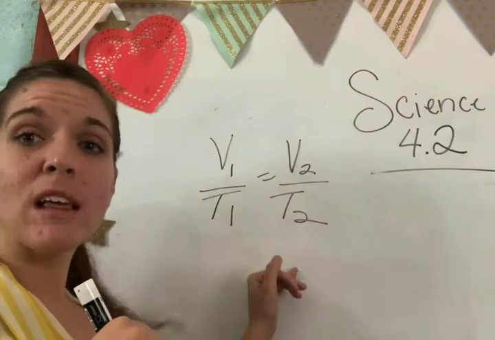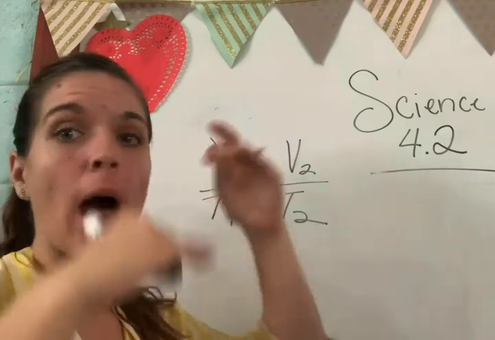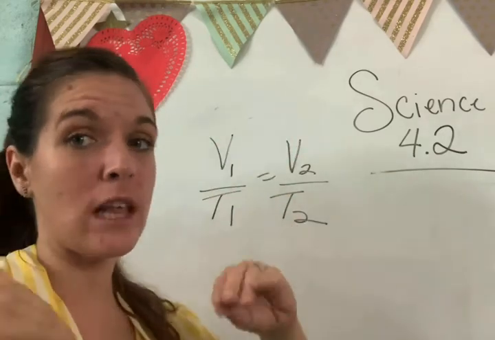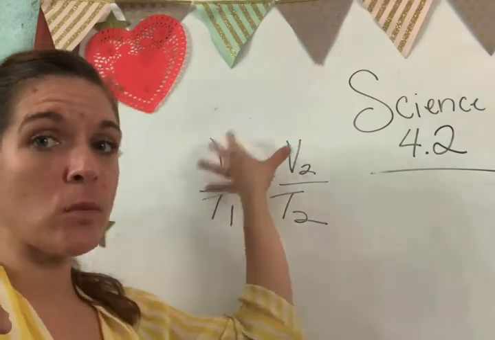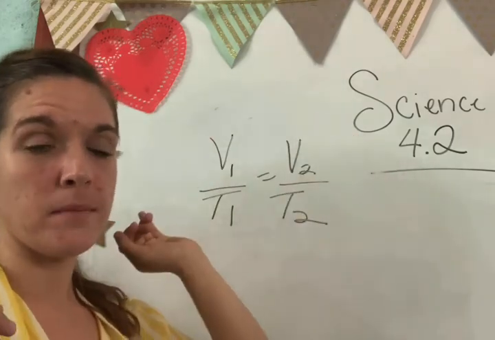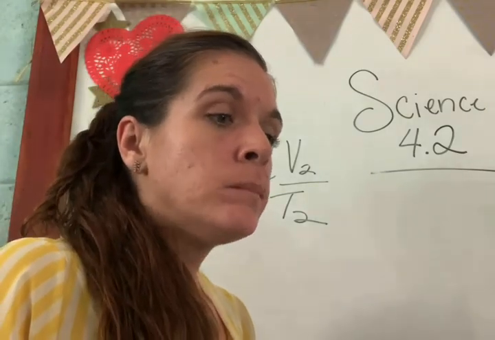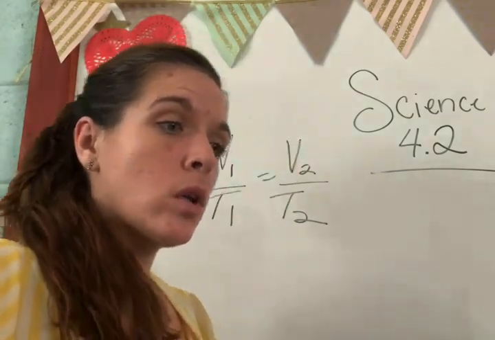They have a direct relationship, that means that if volume goes up, temperature goes up. They're not opposites. They have a direct relationship, not an inverse. If volume goes up, temperature goes up. If temperature goes up, volume goes up. Okay? So that's what we need to understand there. So let's look at example 4.4.